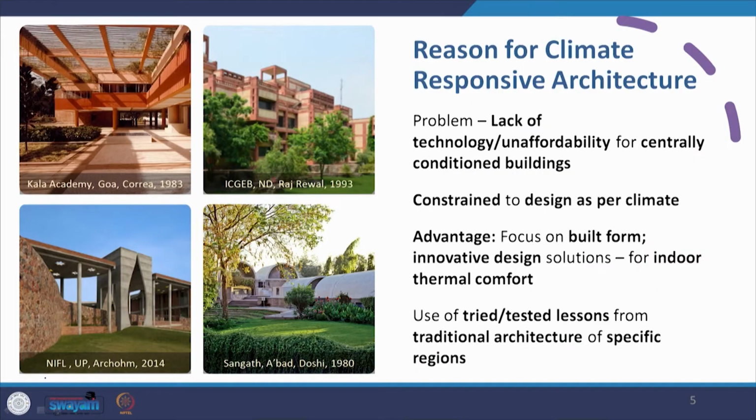So the use of these tried and tested principles that have evolved over centuries in a region were then adopted by these architects in modern architecture, whether it was the Kala Academy in Goa by Charles Correa, or the ICGEB building in New Delhi by Raj Rewal, or the NIFL by Archohm in 2014 in Uttar Pradesh, or Sangath by Doshi in 1981 in Ahmedabad.